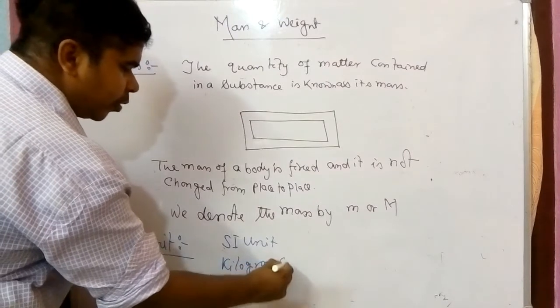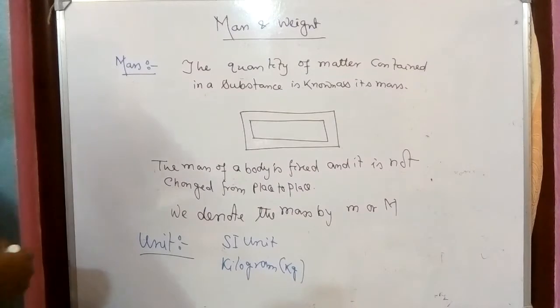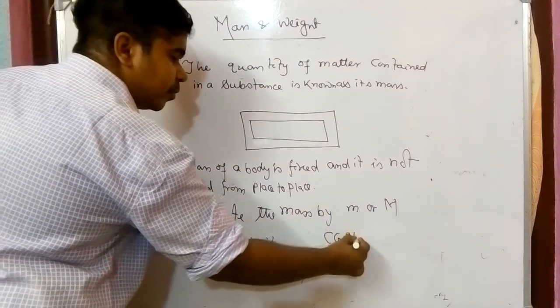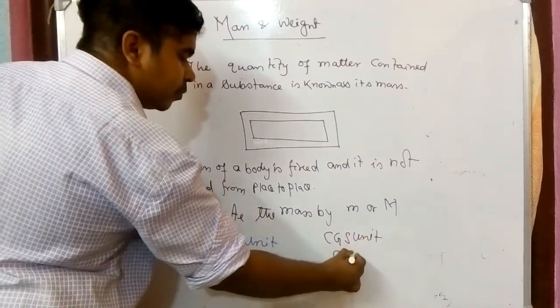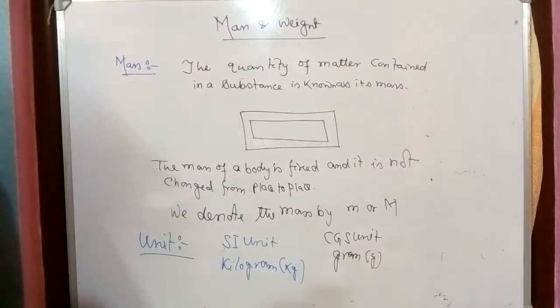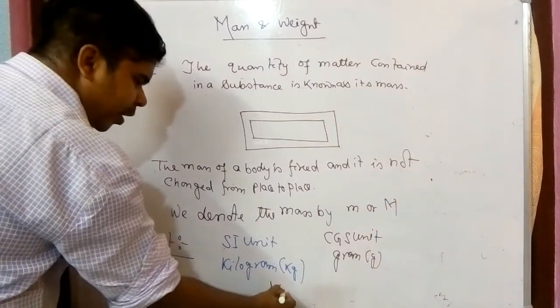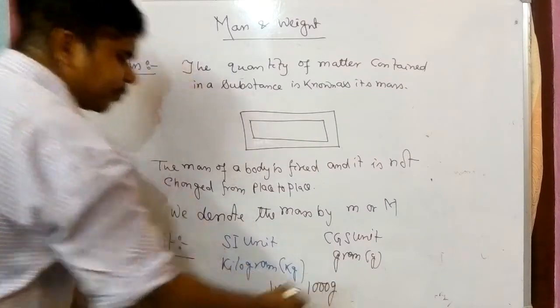That is the SI unit, and it is abbreviated as kg. The CGS unit is gram, which is abbreviated as small g. Clear? So these are the units of mass. If anyone asks what the relation between them is, that is also known to us: 1 kg equals 1000 gram.